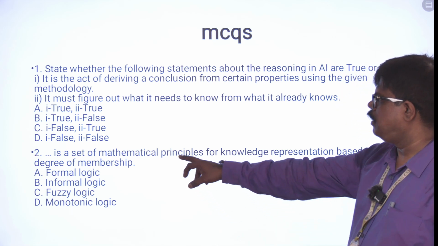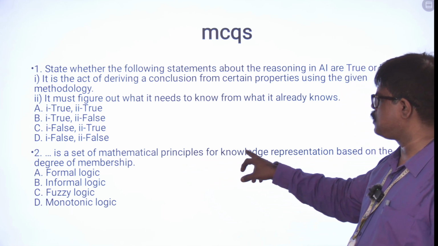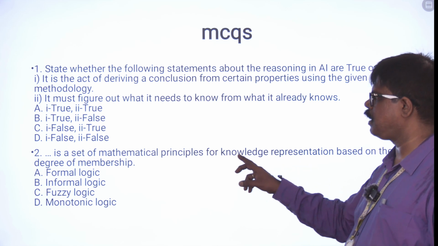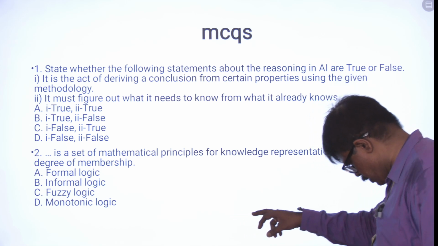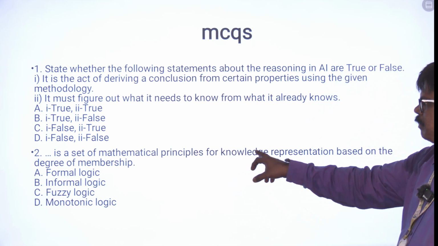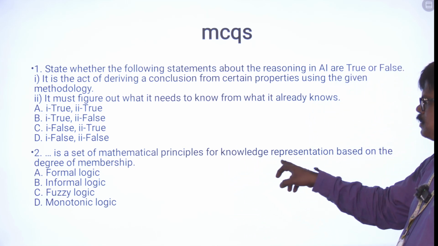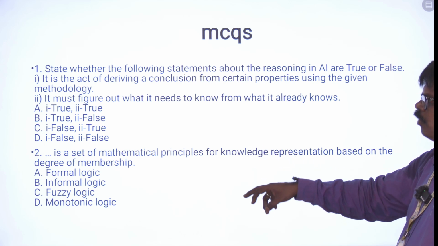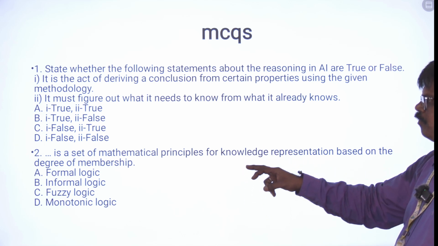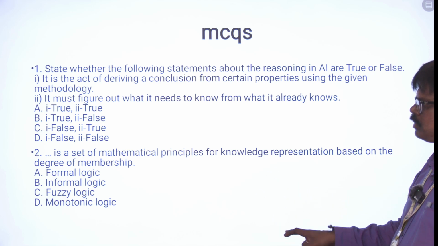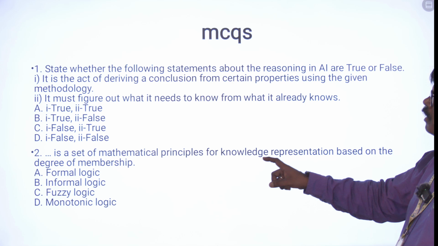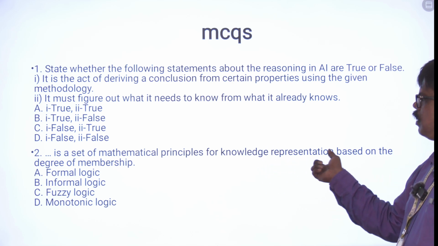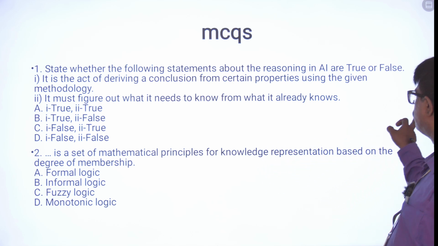Next one, question 2: a set of mathematical principles of knowledge representation based on the degree of membership. We are given four logics: formal logic, informal logic, fuzzy logic, and monotonic logic. The solution for this question is fuzzy logic. Fuzzy logic is a set of mathematical principles for knowledge representation based on degree of membership.